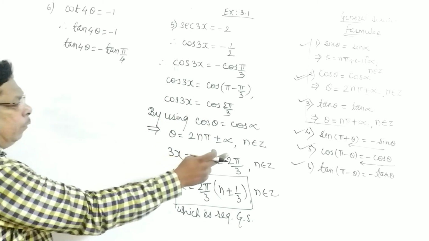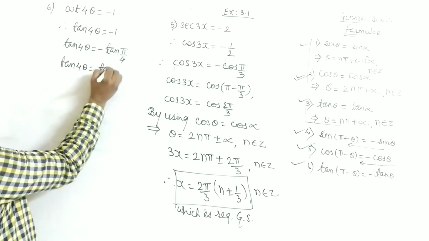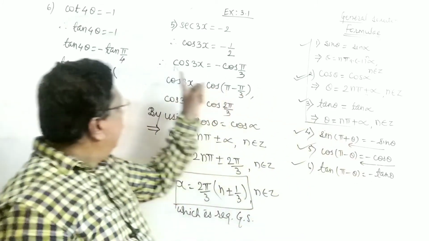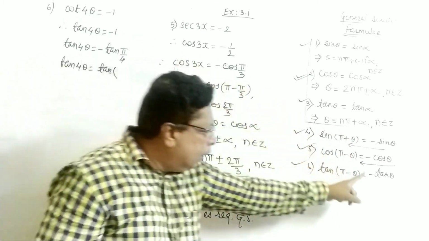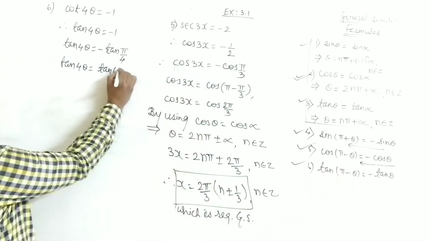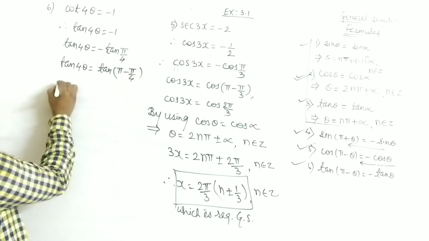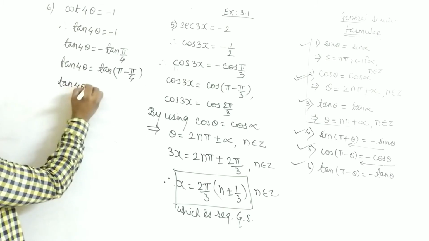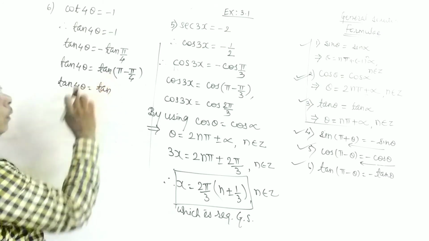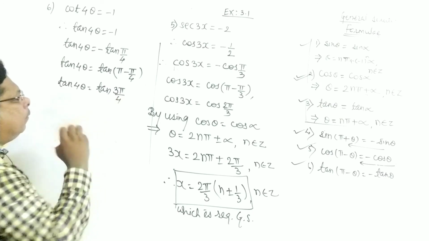So you have to apply the formula in reverse. So this becomes tan 4 theta equal to minus tan pi by 4. Taking theta as pi by 4, minus tan pi by 4 will be tan pi minus pi by 4. So this can be written as tan 4 theta is equal to tan pi minus pi by 4. 4 into pi, 4 pi minus pi, 3 pi upon 4.